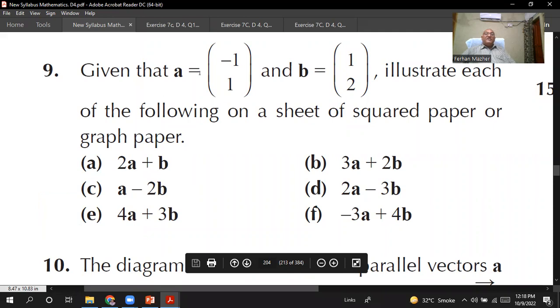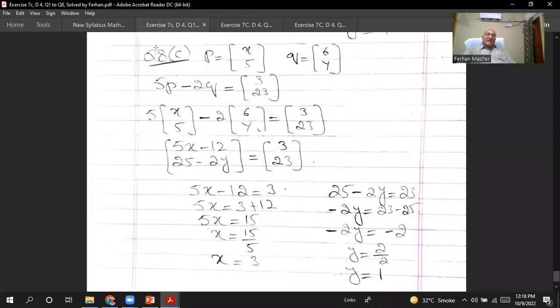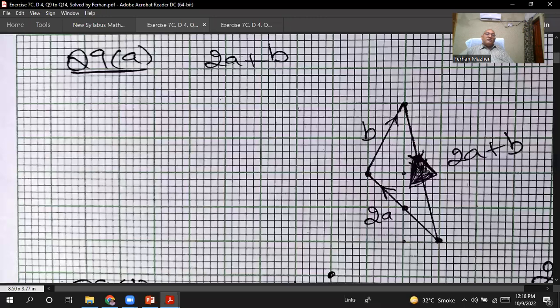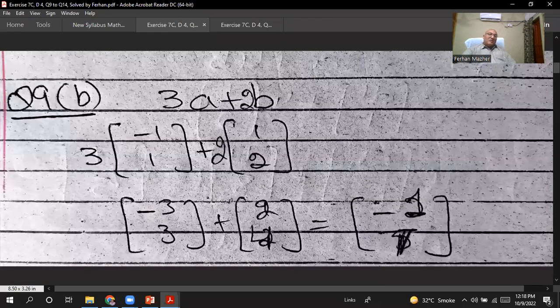The next question is B part. He says 3A plus 2B. There are two methods. One is to do it by addition of the column vectors. So 3 times A, which is (-1, 1), plus 2 times B, which is (1, 2). So it will be (-3, 3) plus (2, 4). When you add -3 with 2, you get -1, and when you add 3 with 4, you get 7.